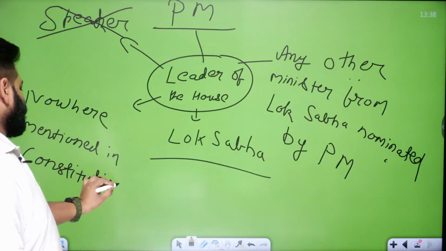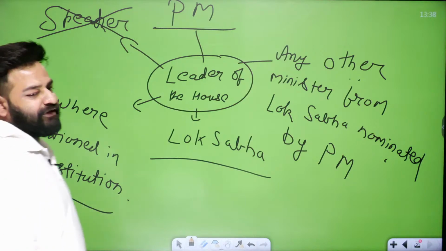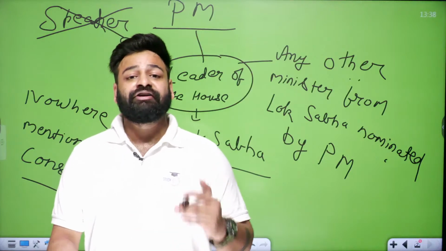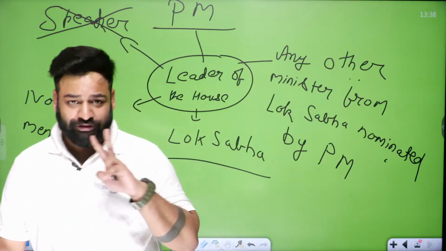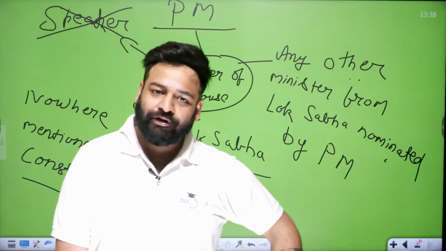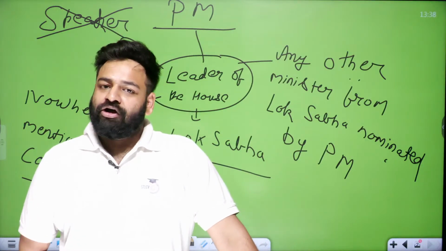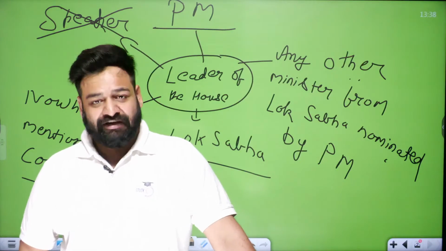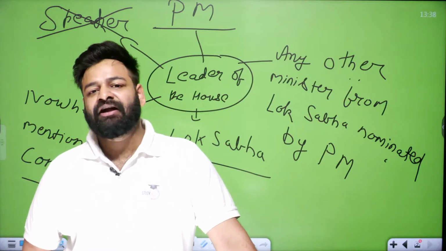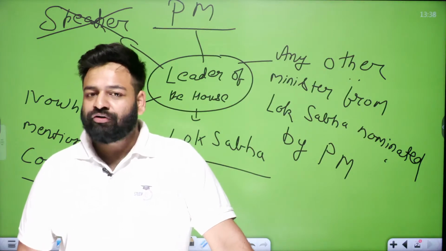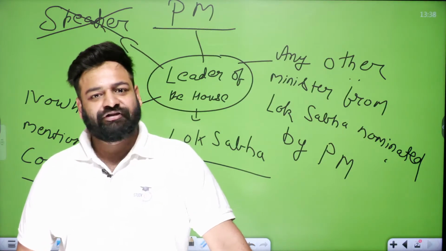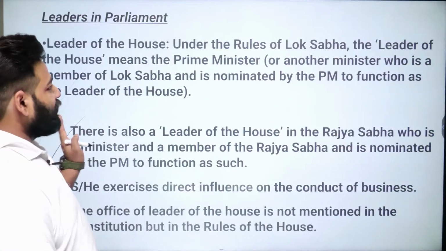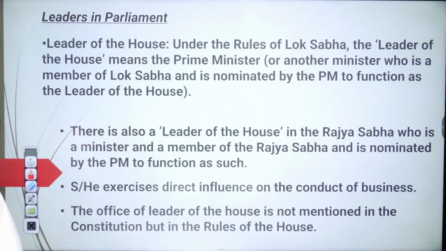Okay, so where is the leader of the house present? Is it present only in the Lok Sabha? No, it is Lok Sabha as well as Rajya Sabha. But in both the houses, the leaders are different. In Lok Sabha, it could be the Prime Minister or any other minister nominated by the Prime Minister. In case of Rajya Sabha, it could be any minister who is a member of the Rajya Sabha and is nominated by the Prime Minister only to function as the leader of the house in the Rajya Sabha. Okay, so this is the first person in the parliament.